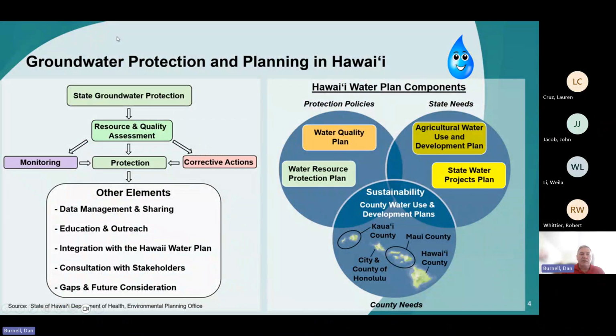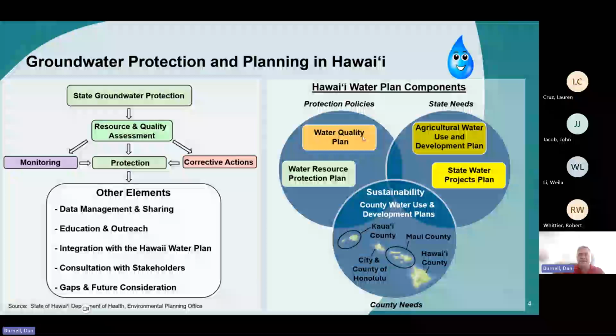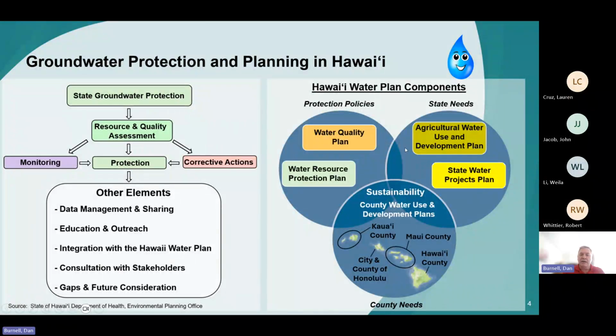So again, there are federal, state, and local resources and agencies that are available to protect groundwater and make sure that planning is occurring for this resource. At the state level, for example, there is monitoring that's performed of the groundwater quality. There are also corrective actions that may be performed. And also there's planning that is performed in terms of water quality plans, water resource protection plans, agricultural and water use development plans, and state water project plans. All of this is part of the goal to make sure that this important resource is sustainable.